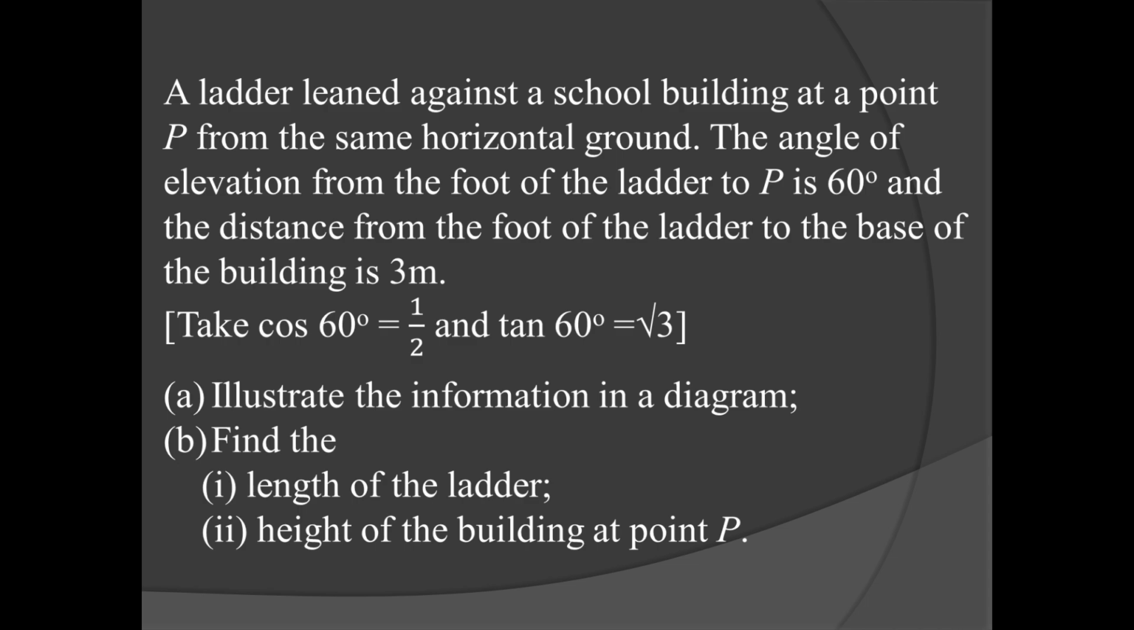Like I said, you see, the angles have been given. Cos 60, you need a calculator, but because you know it's a calculator, they have given it to you. Cos 60 degrees is 1/2. Tan 60 degrees is √3, right? So it says A, illustrate the information in a diagram. B, find the length of the ladder, and then find the height of the building at point P.